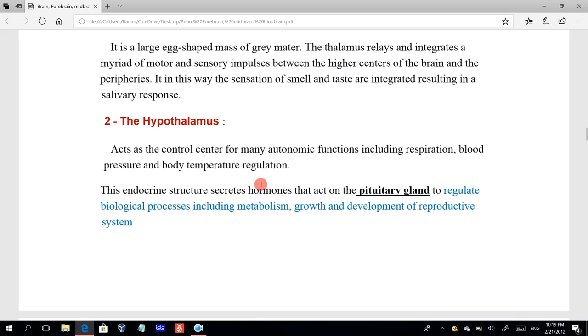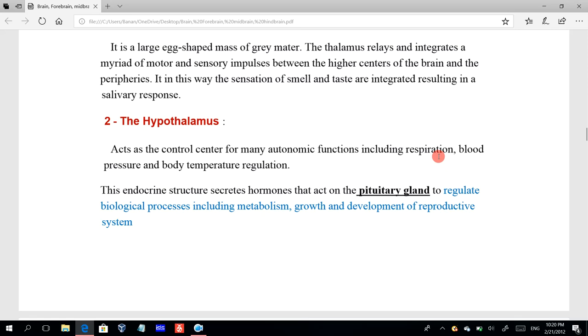The second part of the diencephalon is the hypothalamus. It acts as the control center for many autonomic functions. We mentioned the autonomic functions, including respiration. We breathe during sleeping, our respiration is continuous, automatically, as an autonomic function.